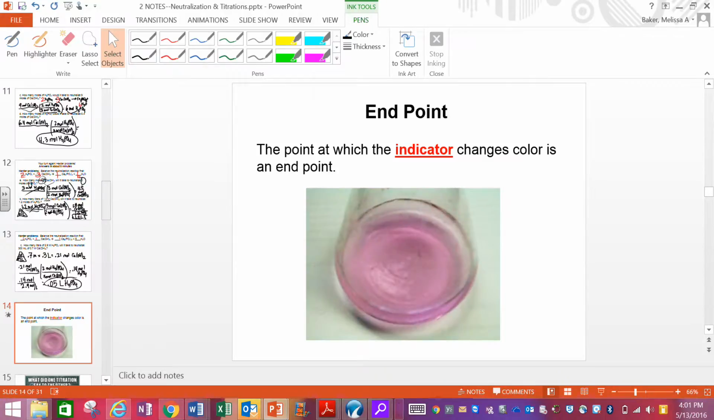Endpoint. This is the point where the indicator changes color. So remember, there's the equivalence point where you've got the exact number of hydrogen ions equaling the number of hydroxide ions. And the end point is a little bit past that because you've had to add a little extra base, for example, to get it to turn pink. Just a couple drops, but still, it's a little bit different.